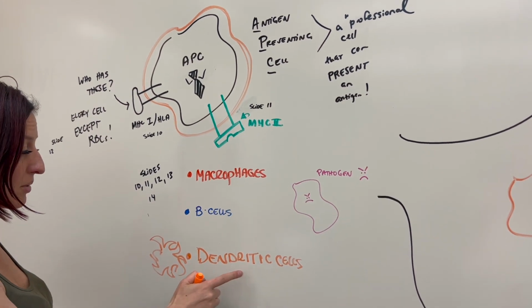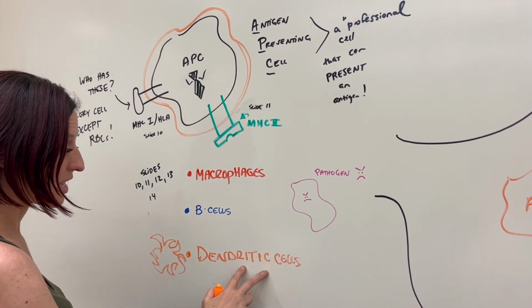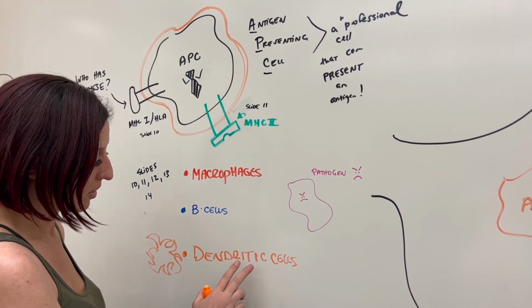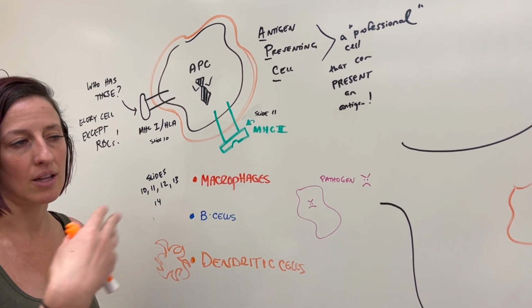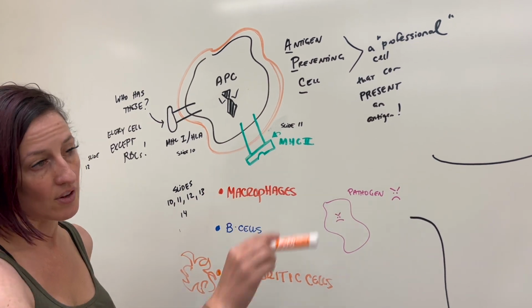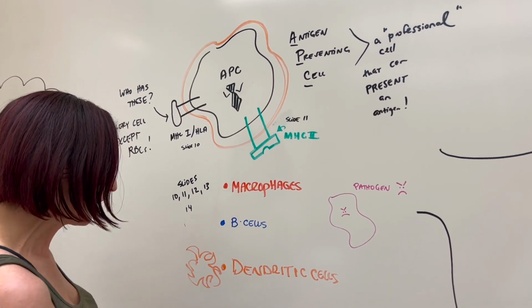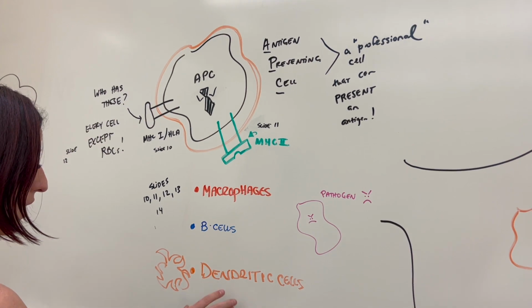The only difference between dendritic cells, macrophages, and B cells is that dendritic cells inherently always live in the tissue, but they are mobile and they can get out and move into circulation to interface with the adaptive immune system. So these are the cells that can be APCs.